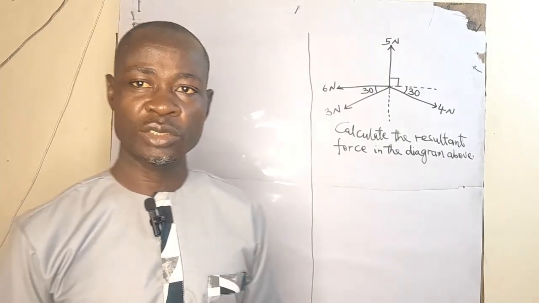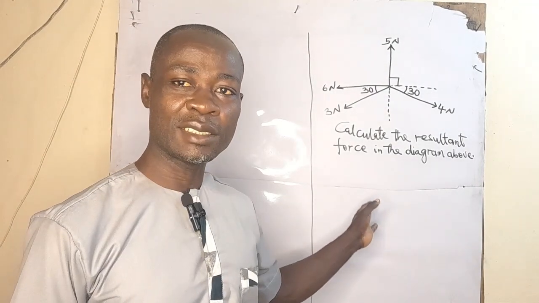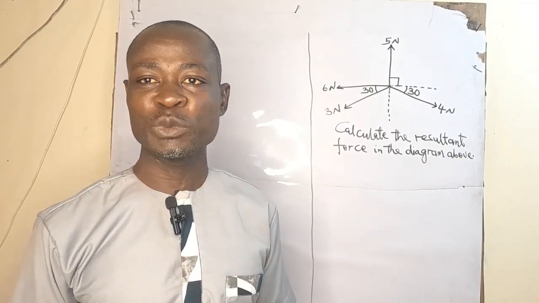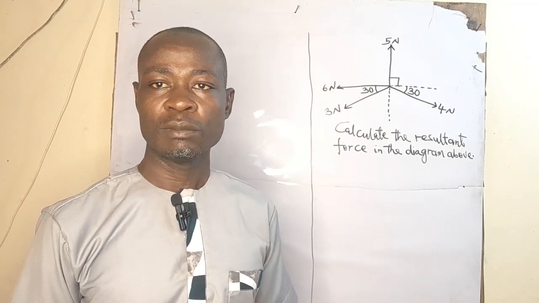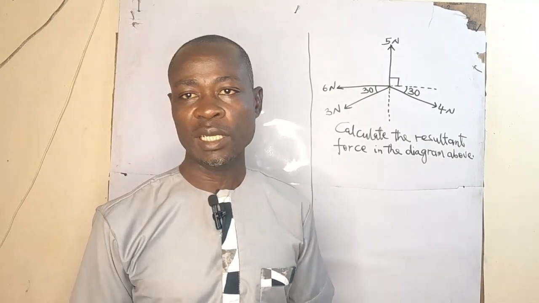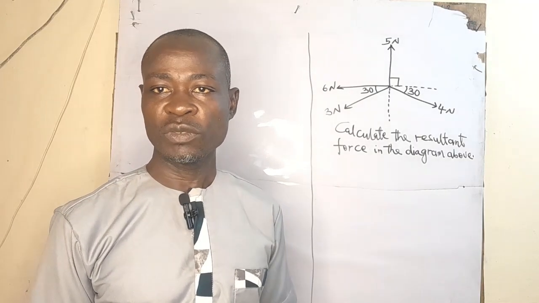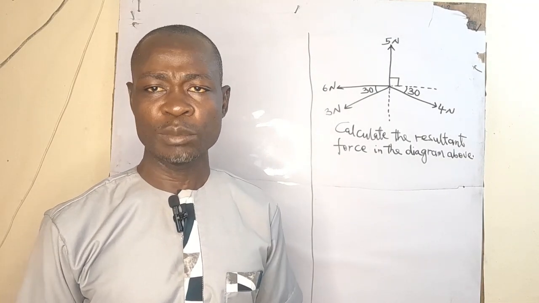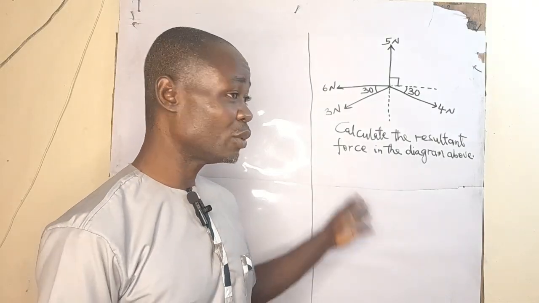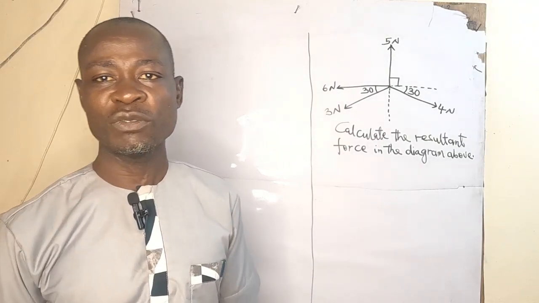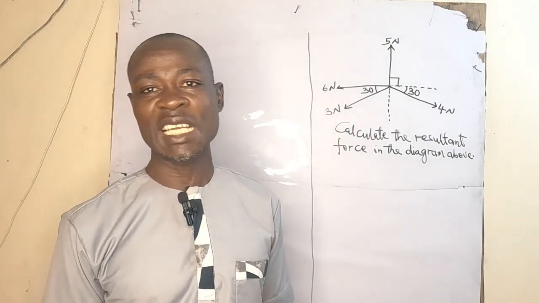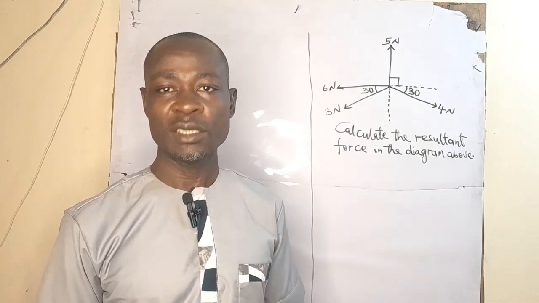Okay, so in solving problems like this, we have already finished with the calculation of forces for three forces in equilibrium, or what we call three forces acting at a point. Here we are going to look at when we have four or more forces acting at a point. So how do we find the resultant?